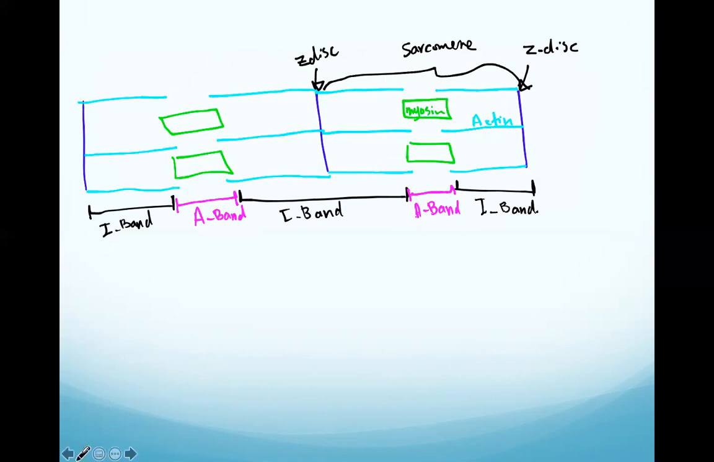The third structure that I have is the area where I only have what? Only have myosin, no overlapping actin. So this area sits within the A band. And this is referred to as the H zone.